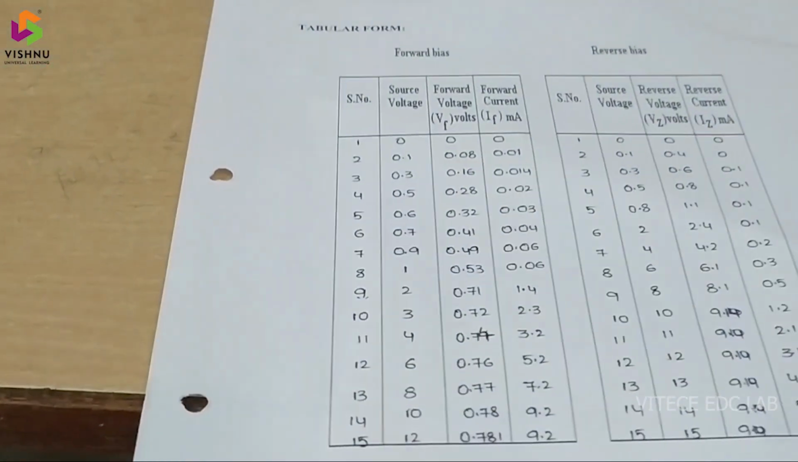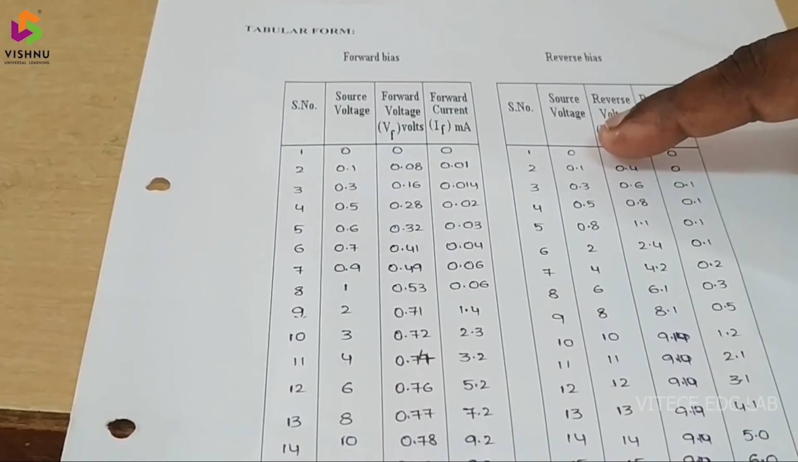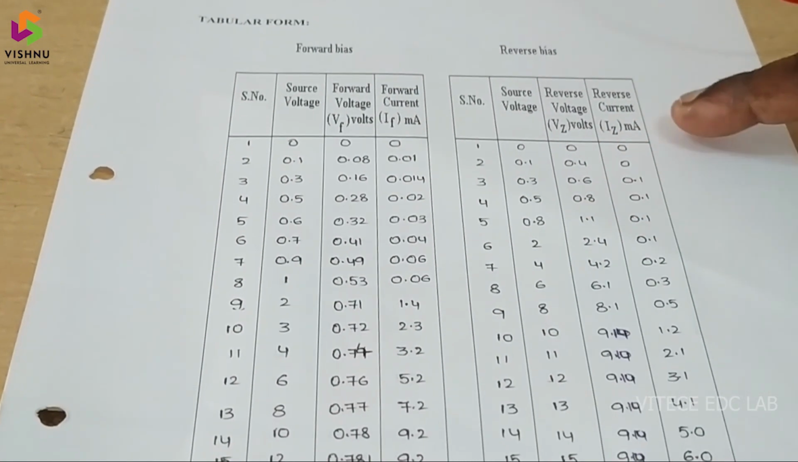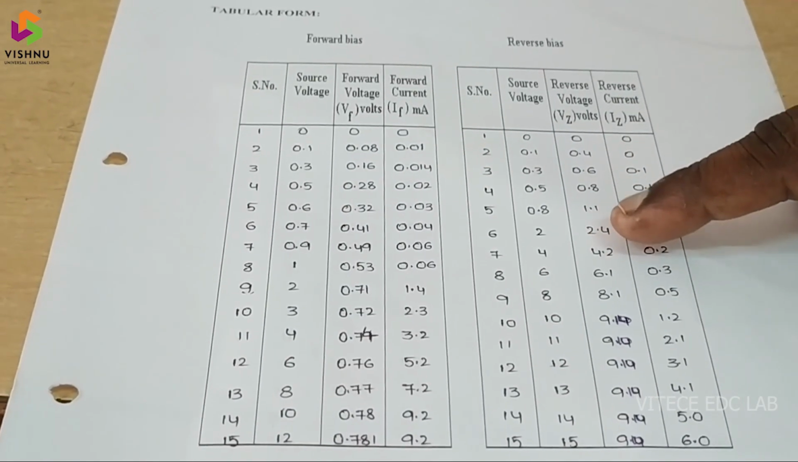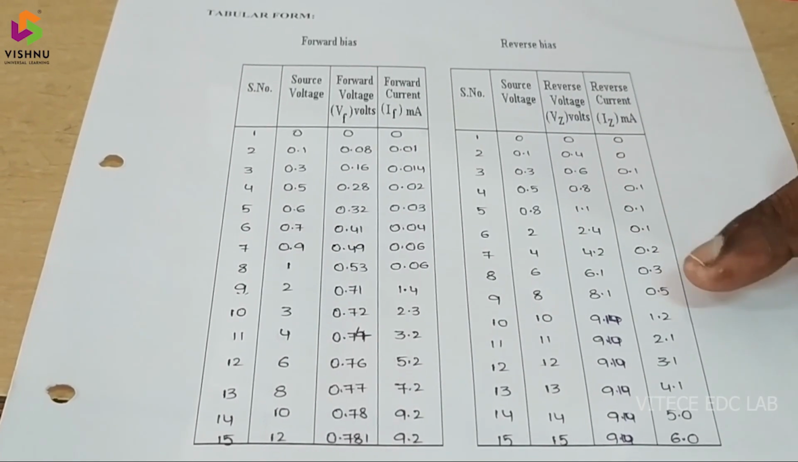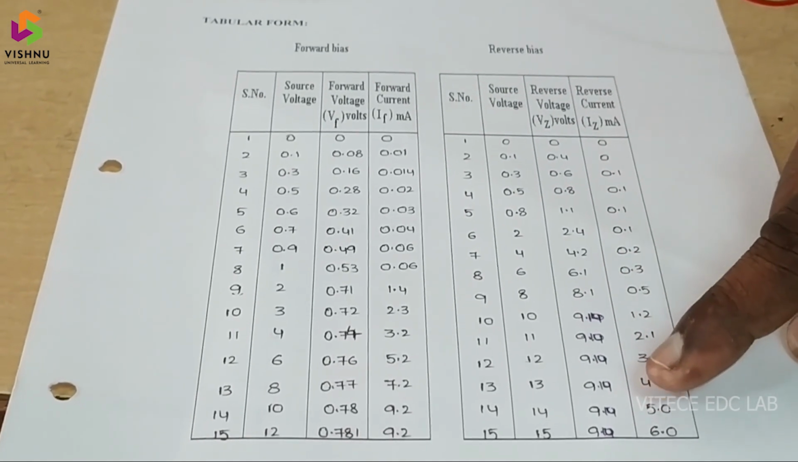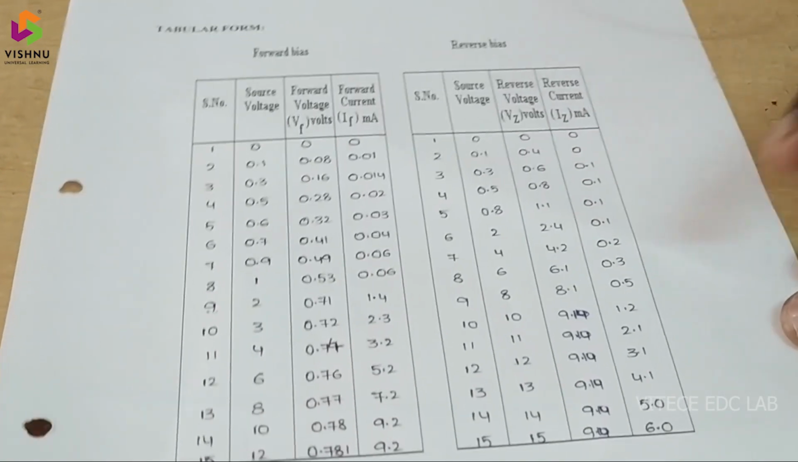Here this table shows the reverse characteristics. As we increase the supply voltage, the voltage across the diode increases, but the current initially is almost constant. Afterwards, as the voltage increases, the current also increases. As the voltage further increases, it is constant at 9.1 volts and hence it can act as a regulator.